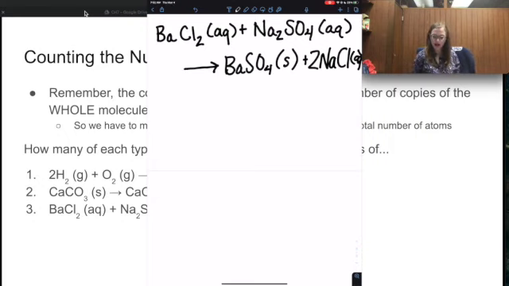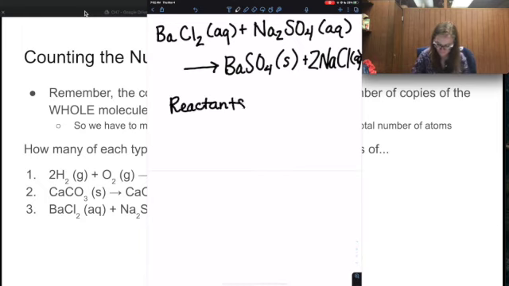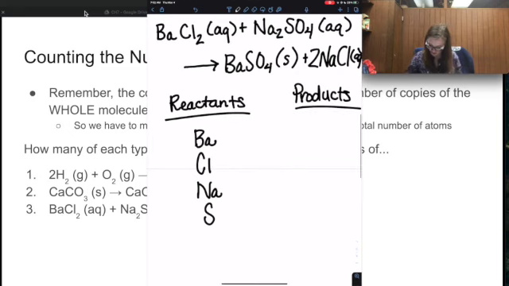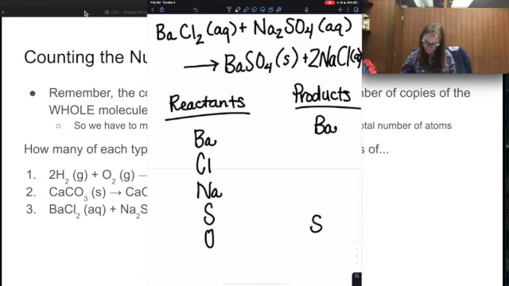So let's go ahead and first make a list of reactants versus products, the type of each atom, not necessarily the number yet. So let's make a list of the types of each atom we have. In this case, if I'm looking through the reactants, I see barium, I see chlorine, I see sodium, I see sulfur, and I see oxygen. In my products, I see barium, I see sulfur, I see oxygen, I see sodium, and I see chlorine.